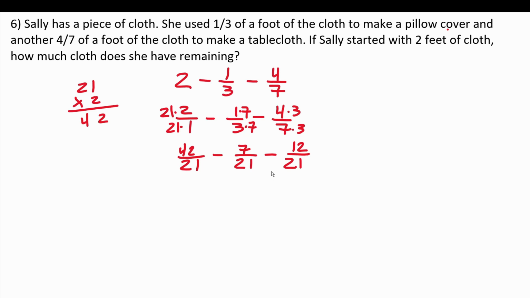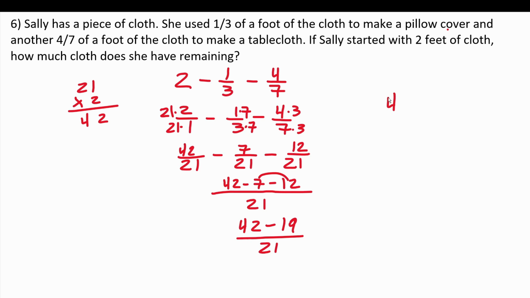Now that we've rewritten these fractions such that they all have the same denominator, we're going to just make them into one big fraction like this. And we're going to do 42 minus 7 minus 12. Let's go ahead and combine this 7 and 12 to make the math a little bit easier. This is 42 minus 19 over 21. If you want to do that in your head, that's great. Otherwise, you can work it off to the side so as to avoid making a simple mistake.